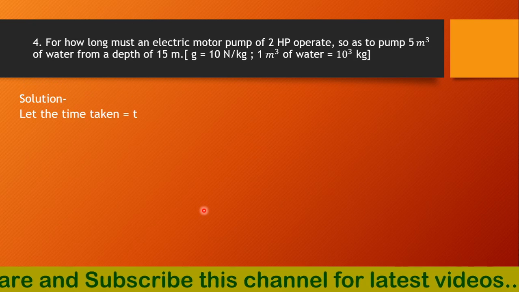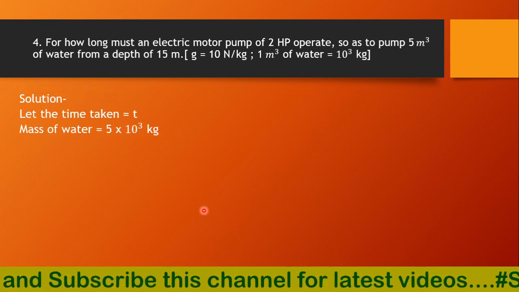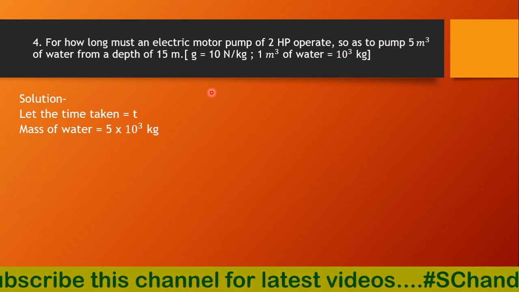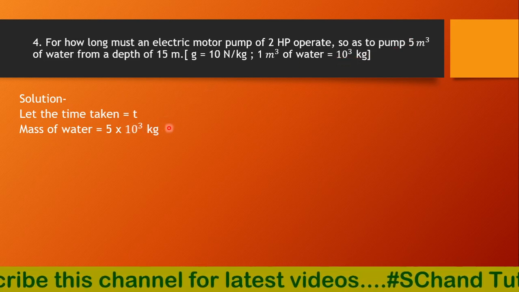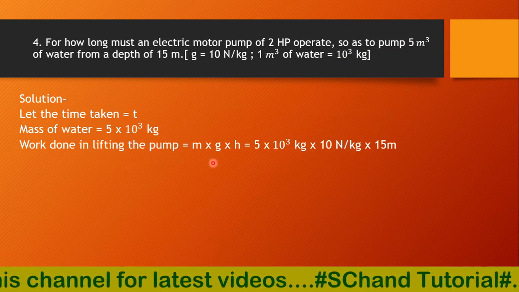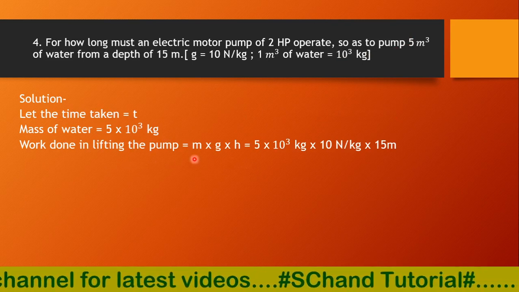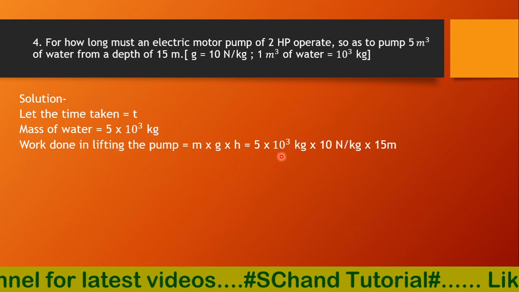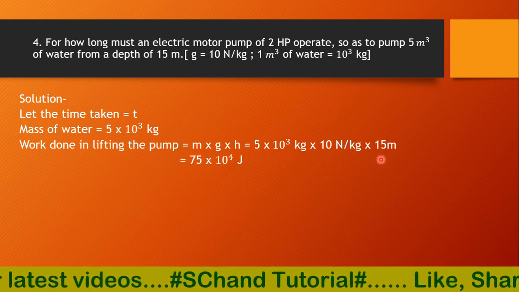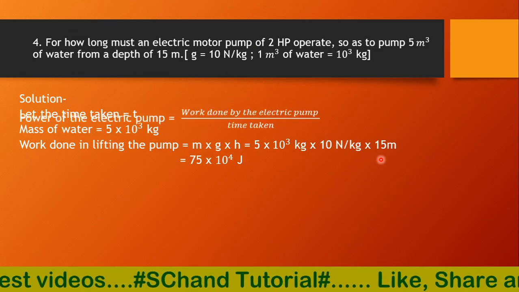Let the time taken be T. Mass of the water is given as 5 meter cube. So 1 meter cube is 1000 kilogram, so 5 meter cube is 5 into 10 power 3 kilogram. So work done in lifting the water is mgh, that is 5 into 10 power 3 kilogram into 10 into 15. So this will come out to 75 into 10 power 4 joule.